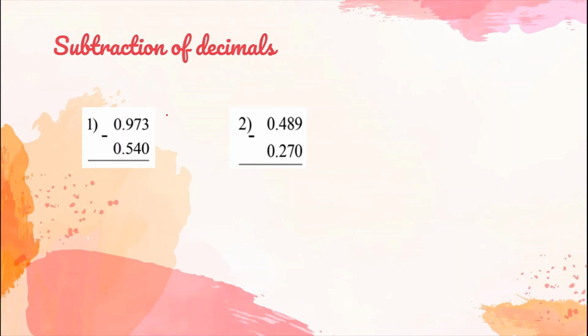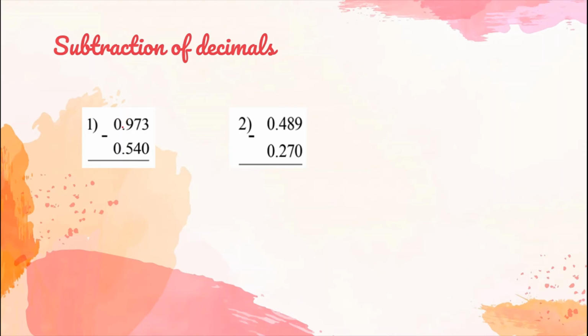Actually, subtraction of decimals is just the same as adding decimals. The rule for this one is the same, wherein we need to align our decimal point before we do the operation. Of course, since this one is subtraction, we need to subtract. Okay, so let us start with number 1 here.